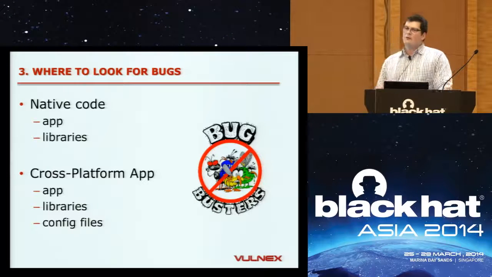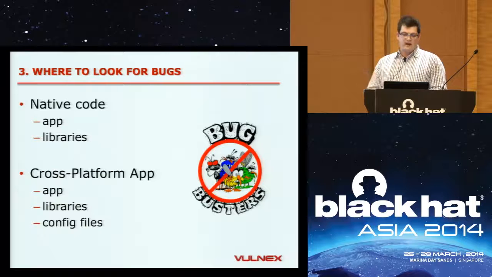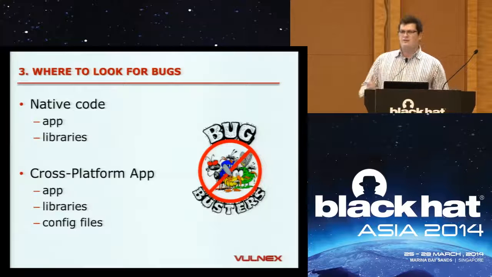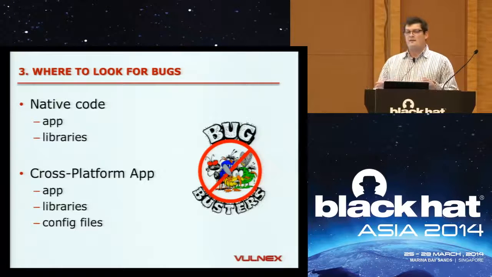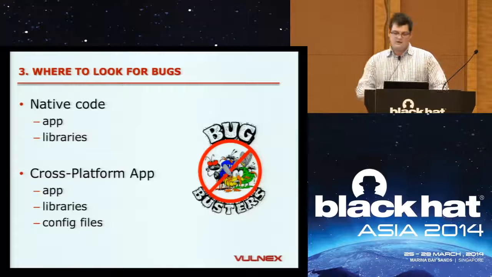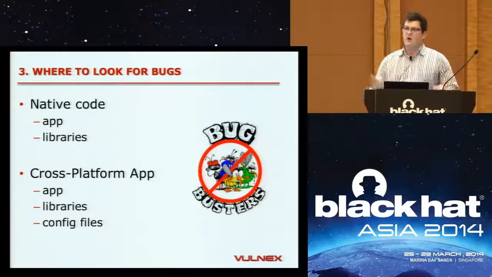So now when we're looking for bugs, we have the native application binaries and libraries, but we also have all the cross-platform technology, right? We have the cross-platform applications, libraries, configuration files. So now the attack surface is quite wider. We have more chances to attack an application, because we have the native application and then we have the cross-platform technologies as well. So the attack surface is wider.